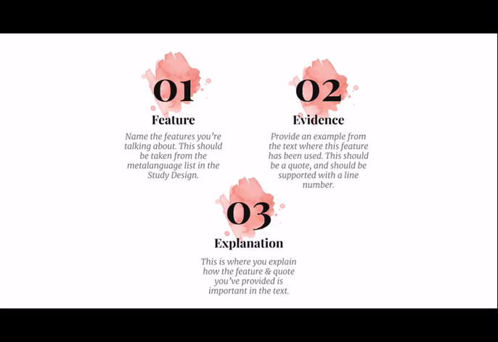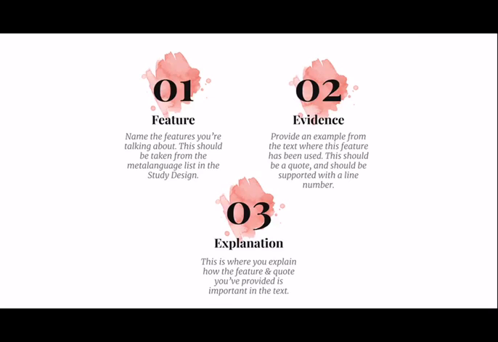Okay, so we're going to start with feature. So this is where you name the features that you're talking about, and they should all come from the meta-language list in the study design. I'm going to give you a list of all of those terms a little bit later on in this video. Number 2, evidence. This is where you provide an example from the text where this feature has been used. This should be a quote, and it should also be supported by at least one line number. If it's repeated throughout the text, you can include several line numbers too.